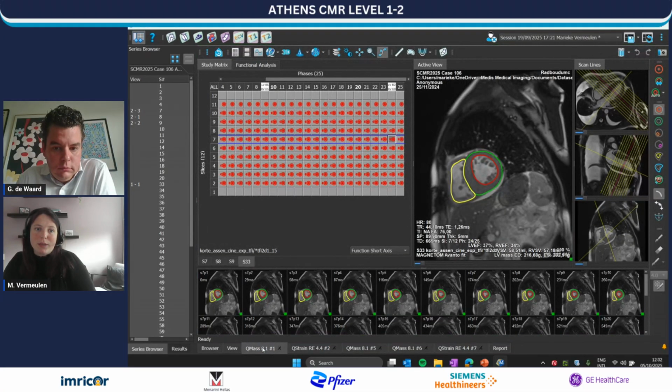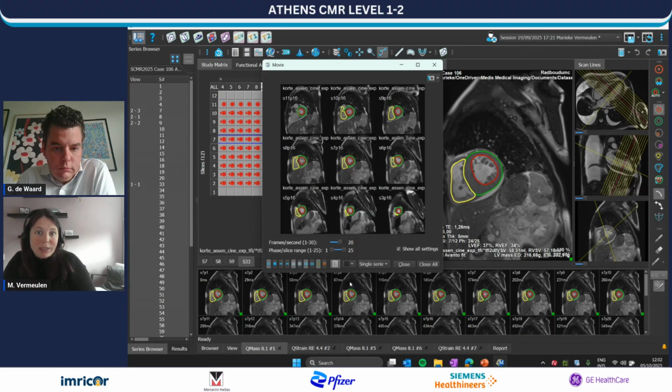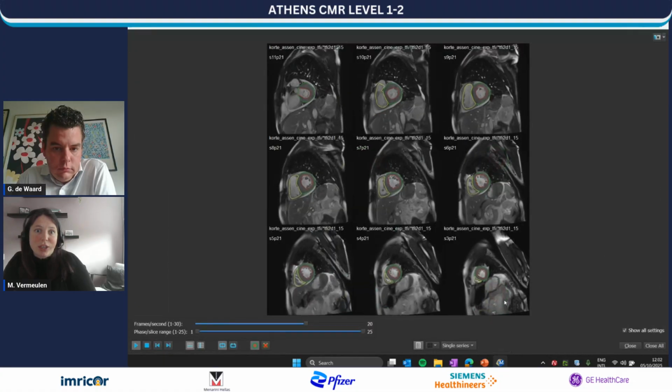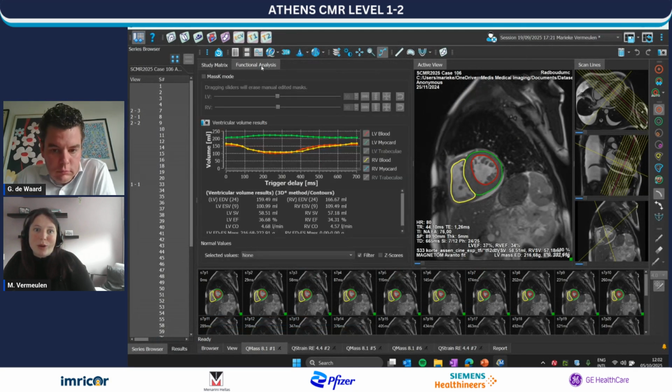Yes. So here again, we can see the data. Maybe I can quickly play a movie where we can see the different images over time, including all the contours. I can also show it in this fashion, so we can appreciate all the contours that have been automatically processed by MEDIS. Now let's have a look into the actual quantification.